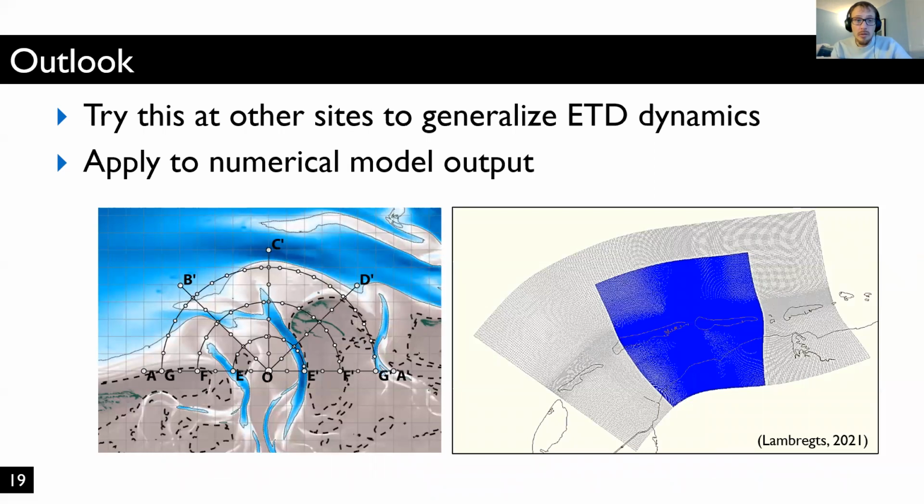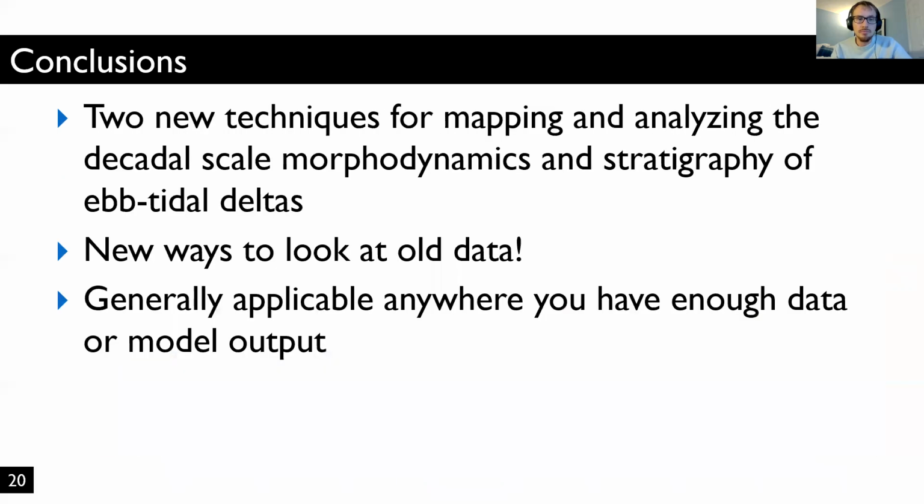Now, where do we go from here? Well, we'd like to try this at other sites because I think the nature of this approach lends itself well to maybe a more improved generalization of ebb-tidal delta dynamics. And also, we want to apply this to numerical model output because I recognize that we're extremely lucky at Ameland Inlet and that we have such a rich data set of these historical surveys, but that's not the case everywhere. However, if you have a morphodynamic model, you can basically construct your own multi-year bathymetric data set like we have here and apply the same kinds of approaches.